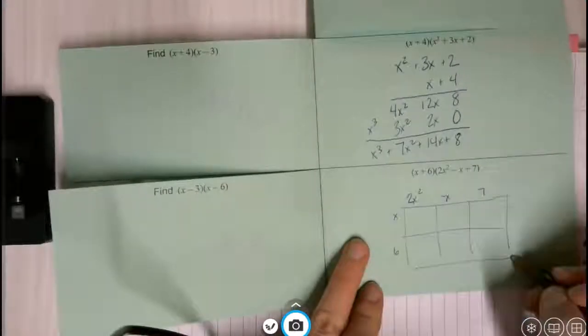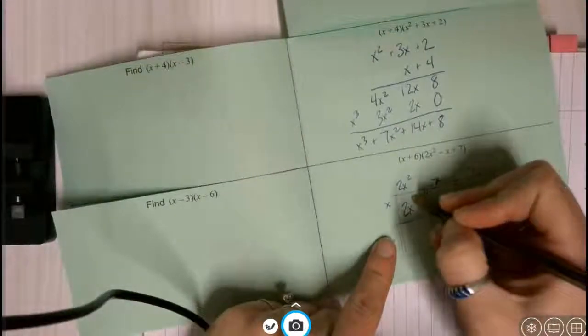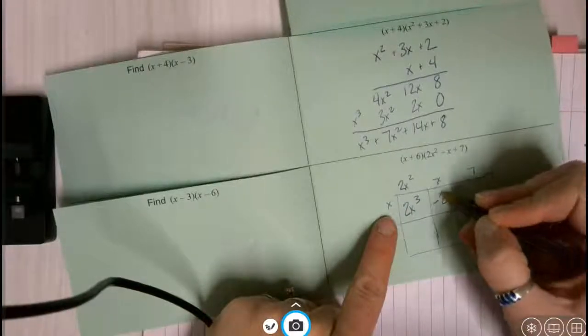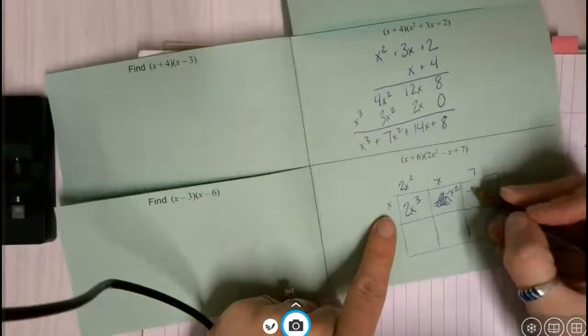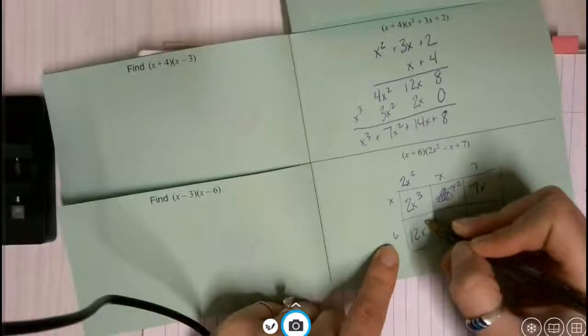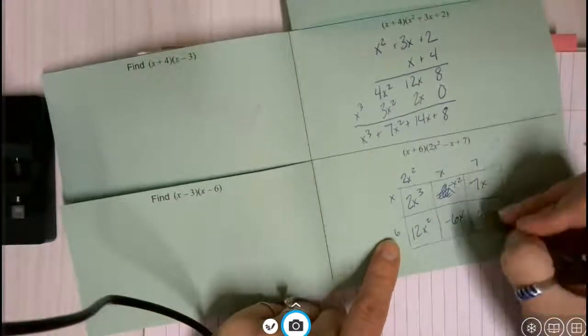Okay, so now I can just multiply each individual piece. So 2x squared times x gives me 2x cubed. x times a negative x is a negative x squared. x times 7 is 7x. 6 times 2x squared, I've got my 12x squared. 6 times a negative x is negative 6x, and 6 times 7 is 42.